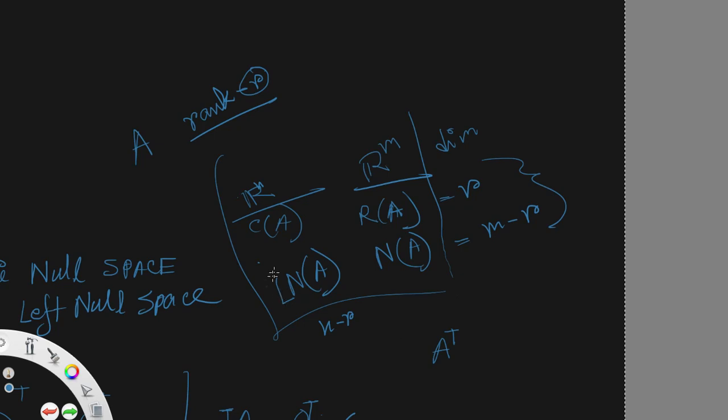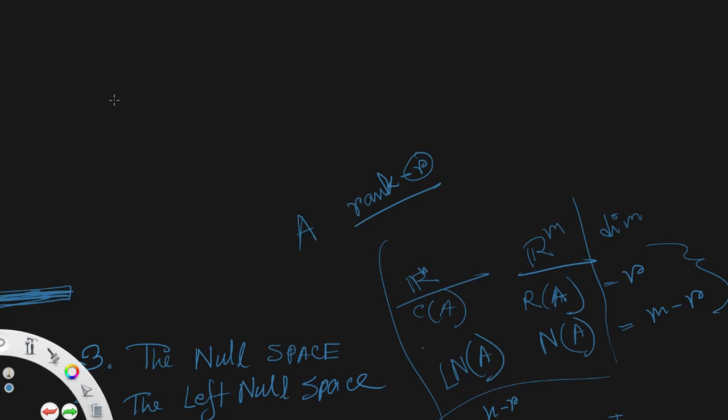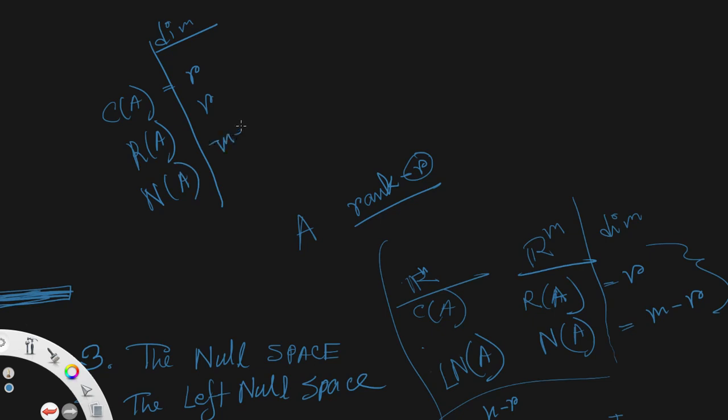Alright, so we got a couple of new pieces of information. We have the dimensions. Dimension of column space is equal to r. Dimension of row space is r as well. Dimension of null space of A is m minus r. Dimension of left null space of A is n minus r. These two are subspaces of Rn. These two are subspaces of Rm.